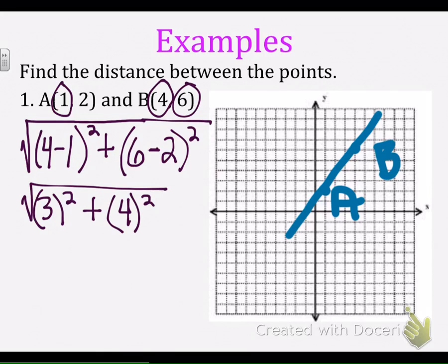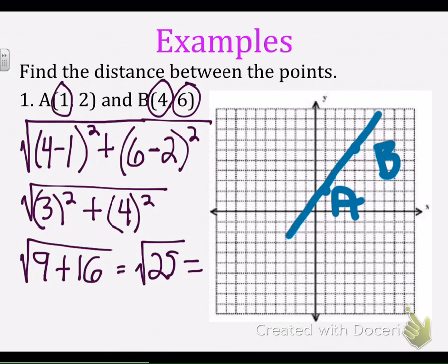Now make sure you don't get rid of that square root. So 3 times 3 is 9, 4 times 4 is 16. Okay, so this turns into the square root of 25, which is equal to 5.